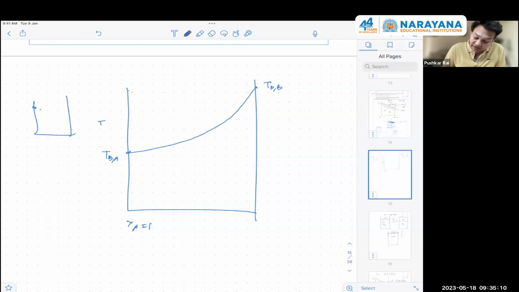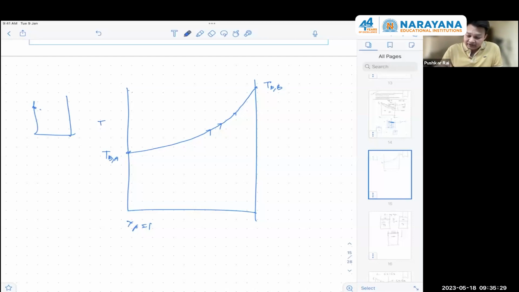If you ask me, sir, why it is a curve, why it is a hyperbolic curve, and not a straight line: it is very difficult to prove because temperature is changing. If temperature is changing, then the vapor pressure of A and B is changing at every stage. So that will be an exponential function. It is difficult to prove, but not very difficult. So it will gradually increase.